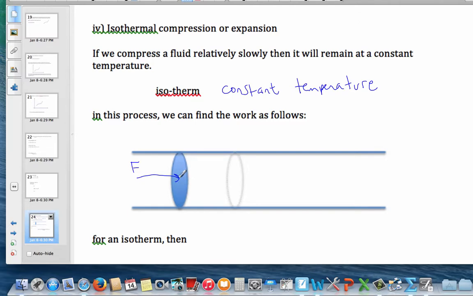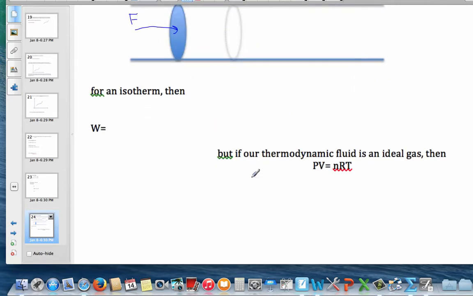So we have a force here that's, say, compressing our gas. And we know that the work done is minus integral P dV. I'll just rewrite that again down here. But for an ideal gas, we can, of course, replace the pressure with nRT over V. And then the nRT comes out because, of course, we're at an isotherm, at constant temperature.